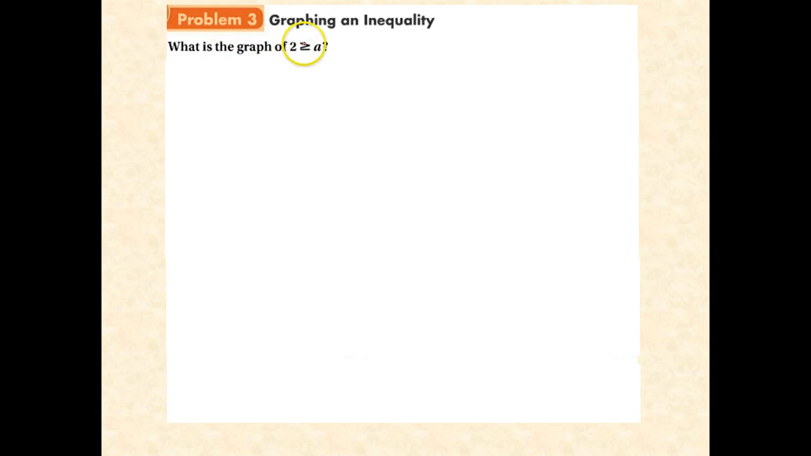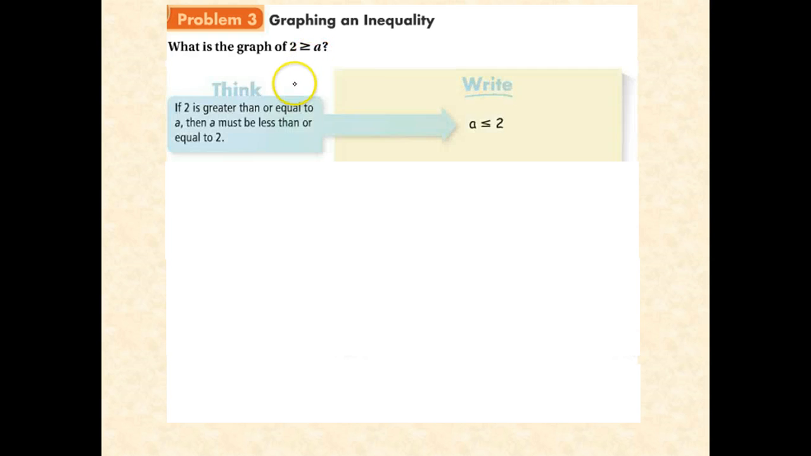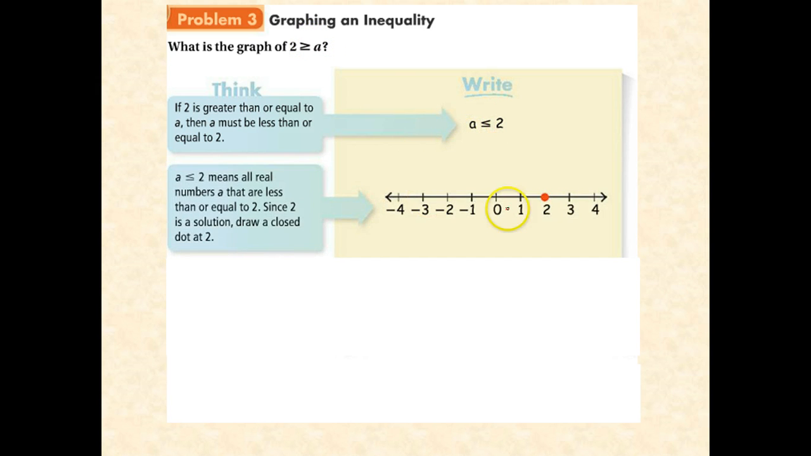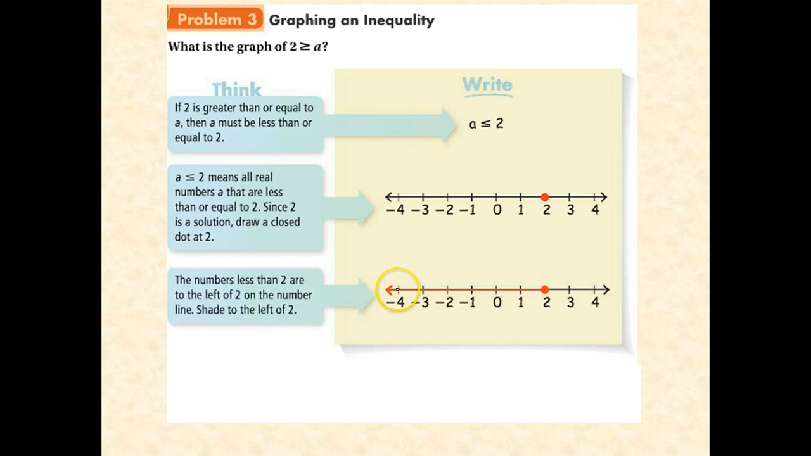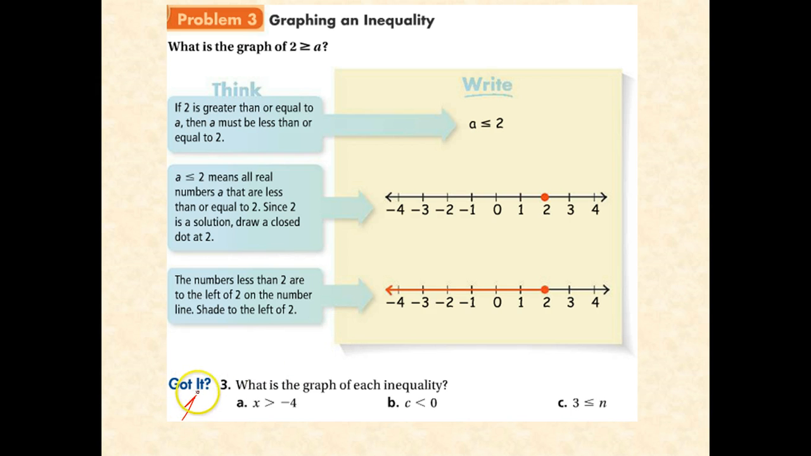So what is the graph of 2 is greater than or equal to a? Well, if I flip it backwards, then I'll have a is less than or equal to 2. Both ways, the arrow is pointing at the a because the a is what's smaller. So I'm going to make a solid circle at 2, and then wherever the numbers are less than, I'm going to draw a line going in that direction. So pause it and see if you can graph these.